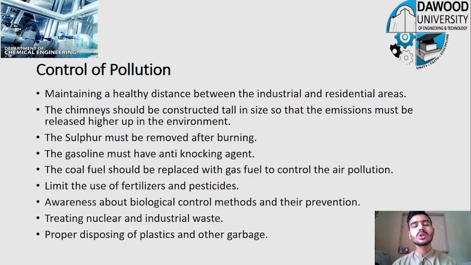Now, how can we control all these types of pollution? Maintain a healthy distance between the industrial and residential areas to avoid air pollution and sound pollution, because industries also produce a massive amount of noise. If we talk about compressors, they produce a large amount of noise. Now come to the second one, which is that chimneys should be constructed tall. When the chimney is tall, the emission is released higher up in the environment.